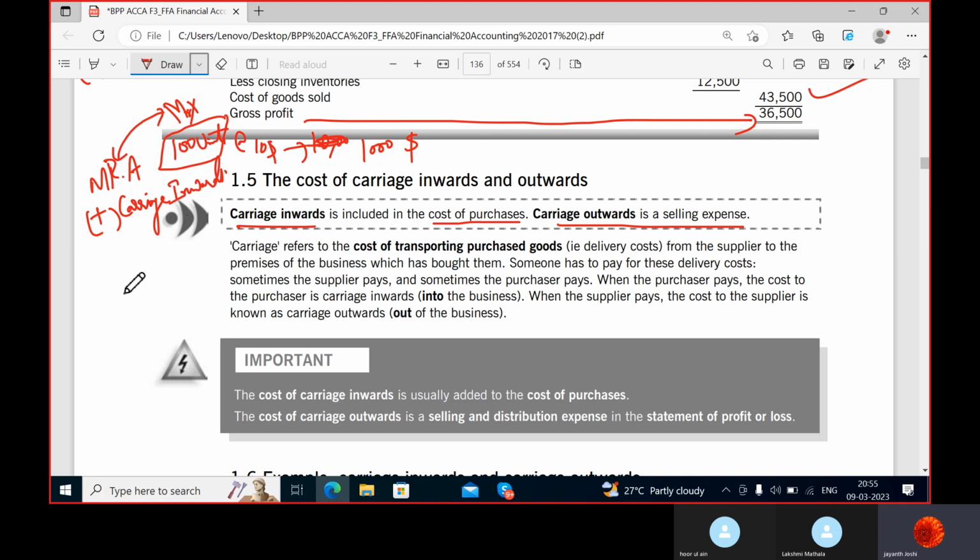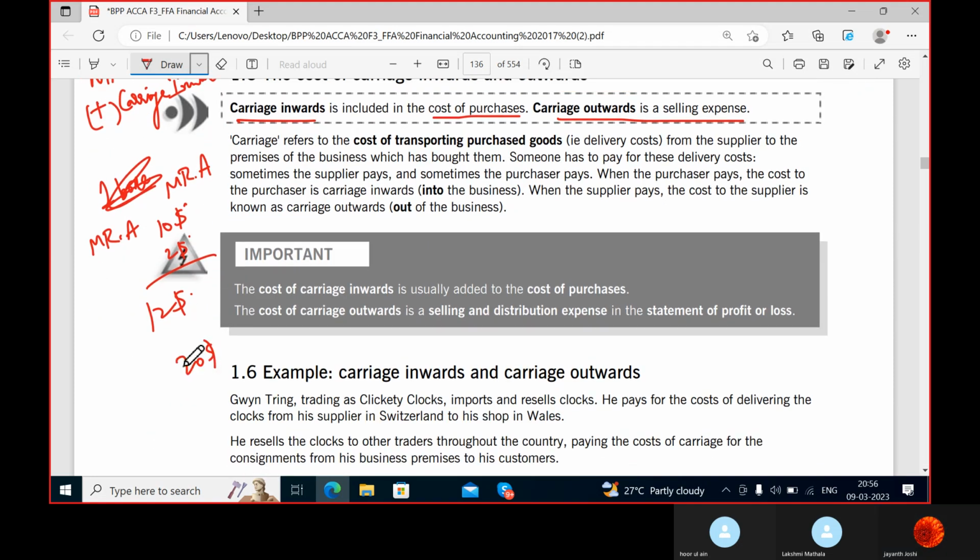Yes. For example, if I just take one box. Let's say Mr. A is taking one box from Mr. X and that one box costs $10. Now Mr. A is paying $2 to the transporter to deliver this box to him. So $12 he is incurring. So he will sell this one box for $20. So now what is happening? Actually, the box cost is how much to Mr. A?